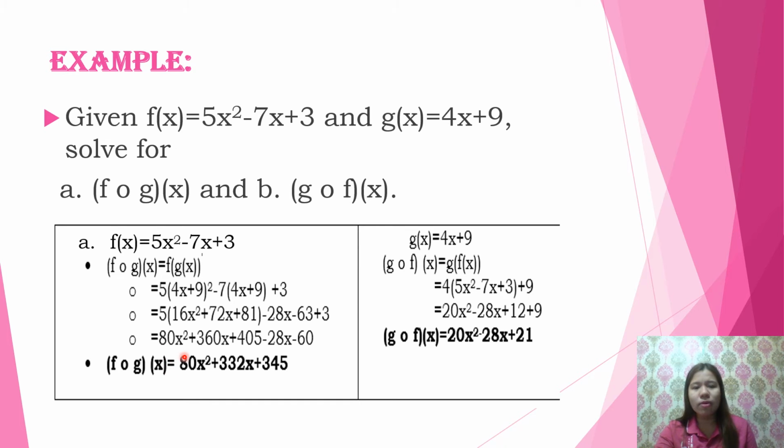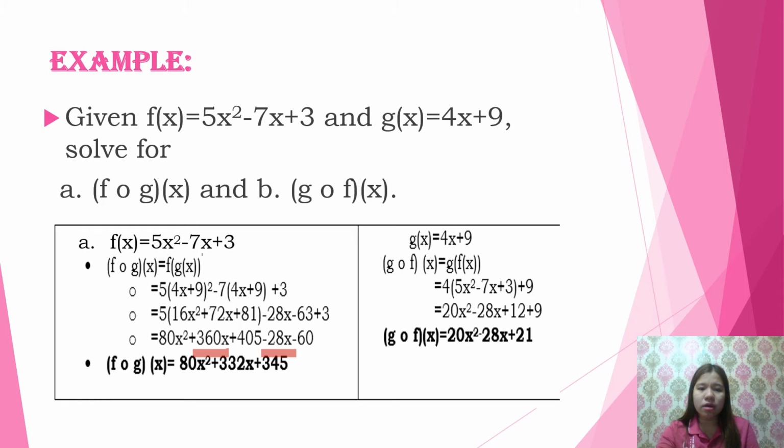Is 80x squared, wala namang katulad, wala namang may degree na katulad. So copy. And then 360x. Ang like terms niya is negative 28x. So different sign, subtract natin. So 360 minus 28 is 332x, copy the variable.